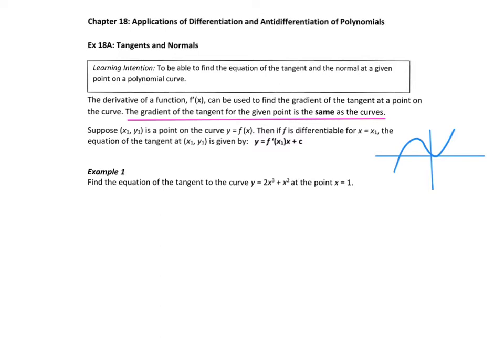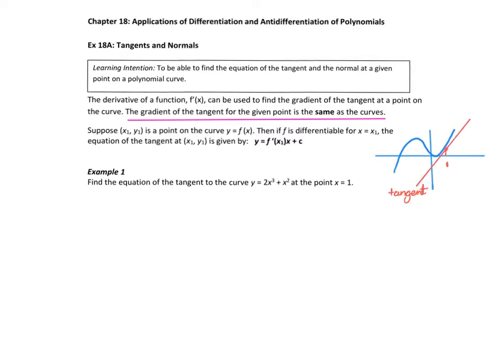In example 1, we're asked to find the equation of the tangent. Now remember, the tangent is just a straight line that touches the curve. And it's touching the curve y equal to 2x cubed plus x squared at the point x equal to 1. So I've drawn the curve here. When x is equal to 1, it's around about there. This is just approximate. And so that is our tangent line at that point.